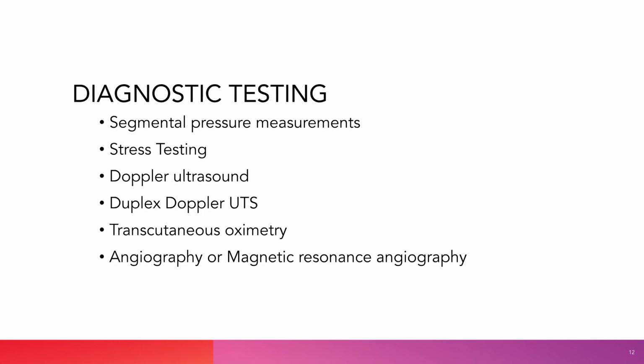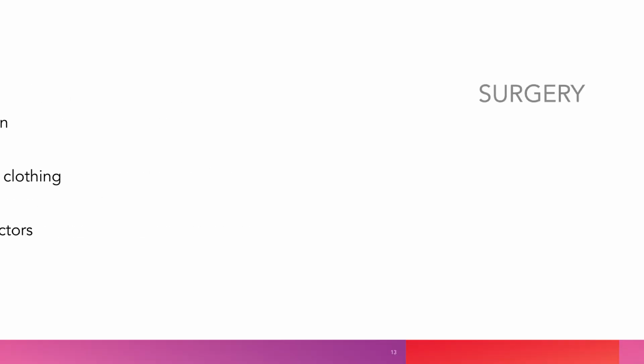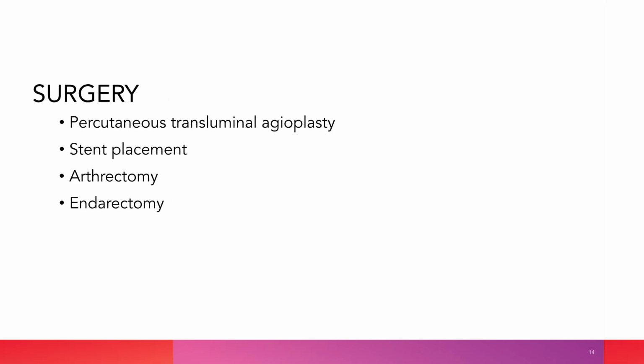Diagnostic tests for arteriosclerosis include segmental pressure measurements and stress testing. Imaging options are Doppler ultrasound, duplex Doppler ultrasound, transcutaneous oximetry, and angiography or magnetic resonance angiography. Treatment focuses on smoking cessation, proper foot care, avoiding constrictive clothing, and regular exercise. It is also important to control underlying risk factors, such as diabetes and hypertension. Surgical options for severe symptoms include percutaneous transluminal angioplasty and stent placement. Other procedures are atherectomy, which removes plaque, and endarterectomy.